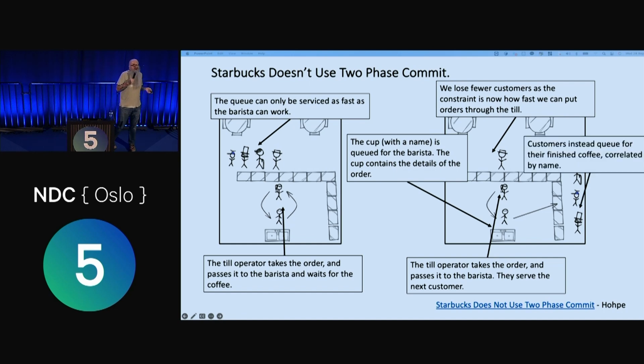Why do they ask for your name? Because it's a correlation ID, right? Same thing we do in messaging. I send out a request. I wait for a reply to my request. How do I know that reply, what request it was for? Generally call it a correlation ID.